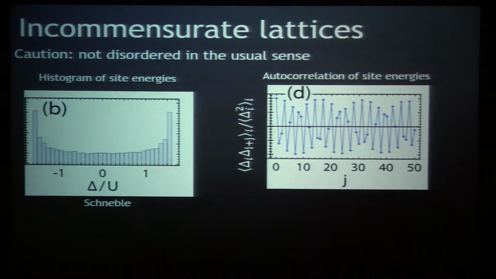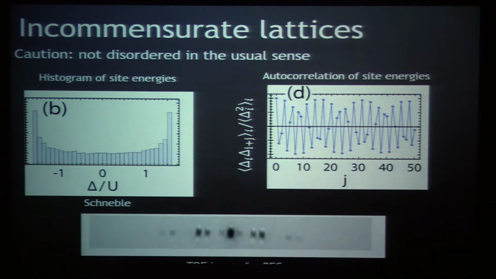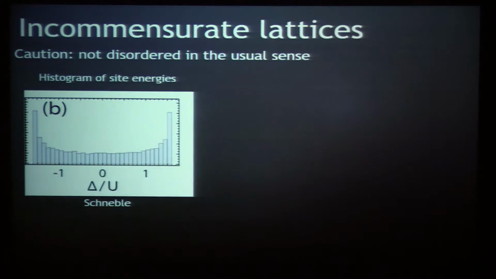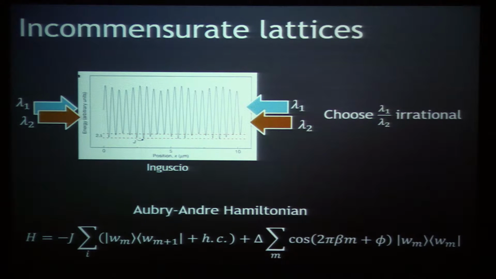Dominic Schnabel has pointed out that if you look at various correlations and histograms of this disorder, it's not really disordered. It's actually perfectly correlated. In experiment, can you really make beta irrational? Not perfectly, and you can only measure it as well as you can measure it. You can measure wavelengths to parts per trillion, and at that level you could try to make it irrational.